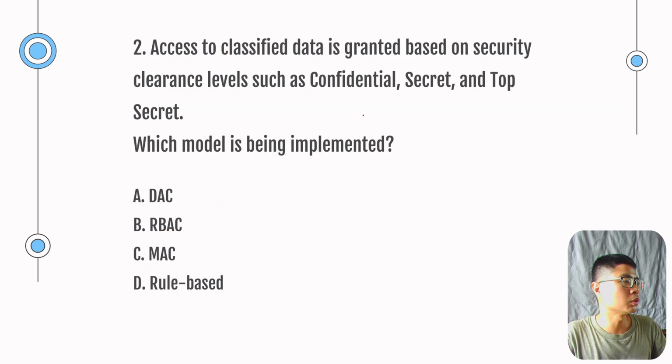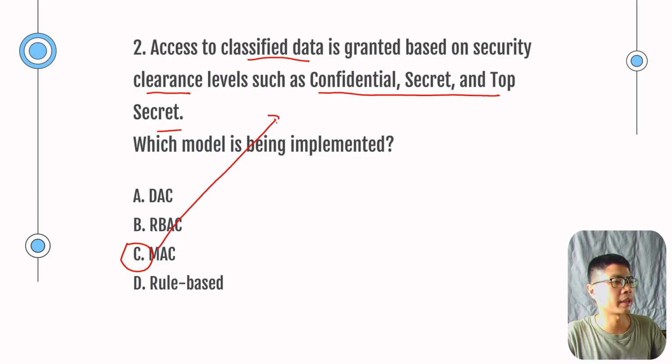Looking at question 2, access to classified data is granted based on security clearance levels such as confidential, secret, and top secret. So this is the military example that we were talking about earlier. You need to have a clearance, and that clearance will allow you to access classified data in that tier. And so this is mandatory access control, or MAC.